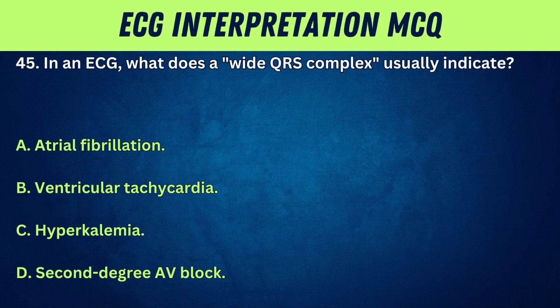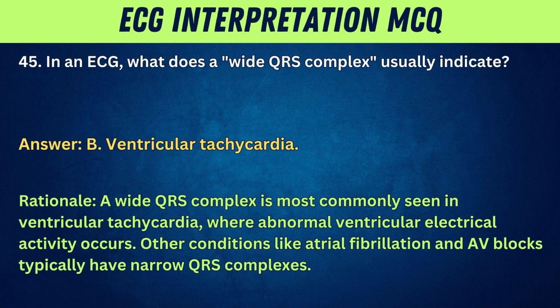45. In an ECG, what does a wide QRS complex usually indicate? A. Atrial fibrillation. B. Ventricular tachycardia. C. Hyperkalemia. D. Second-degree AV block. Answer: B. Ventricular tachycardia. Rationale: A wide QRS complex is most commonly seen in ventricular tachycardia, where abnormal ventricular electrical activity occurs. Other conditions like atrial fibrillation and AV blocks typically have narrow QRS complexes.